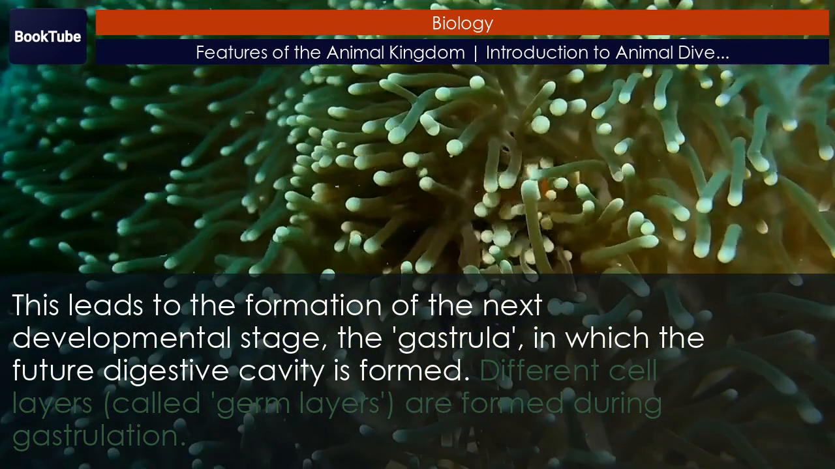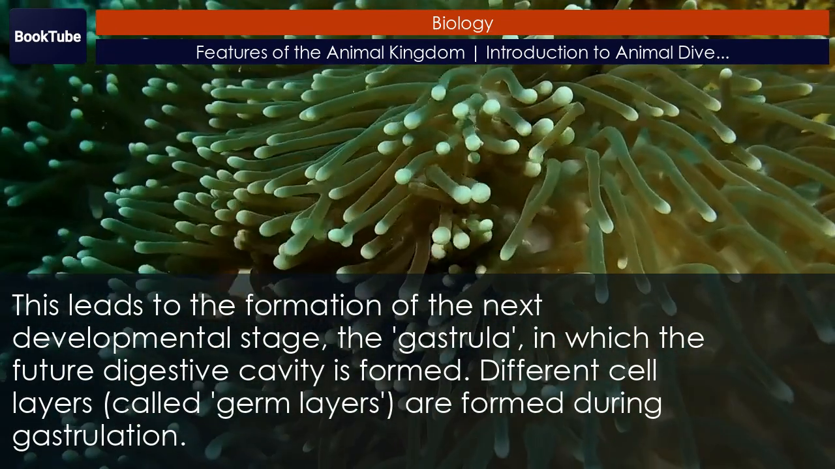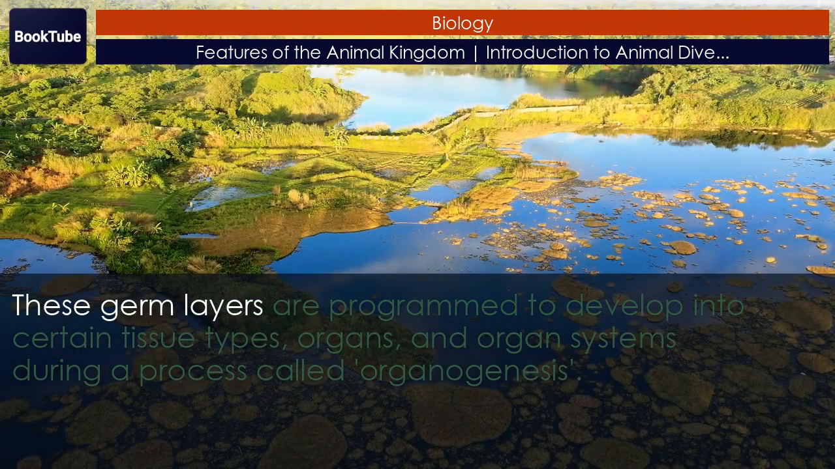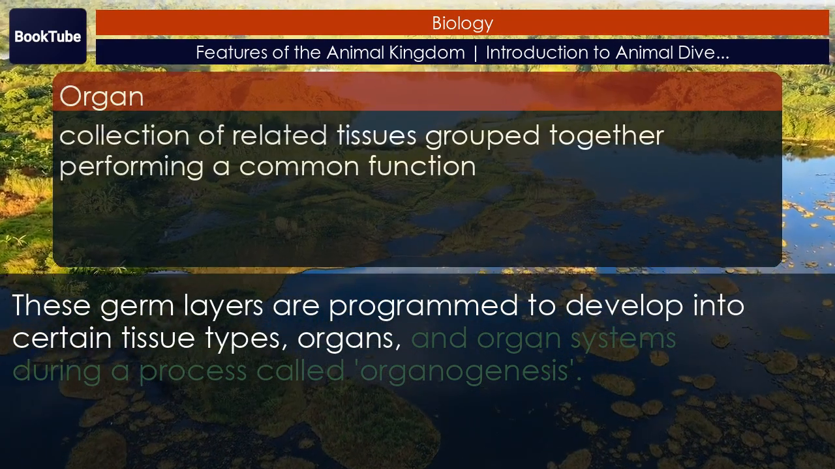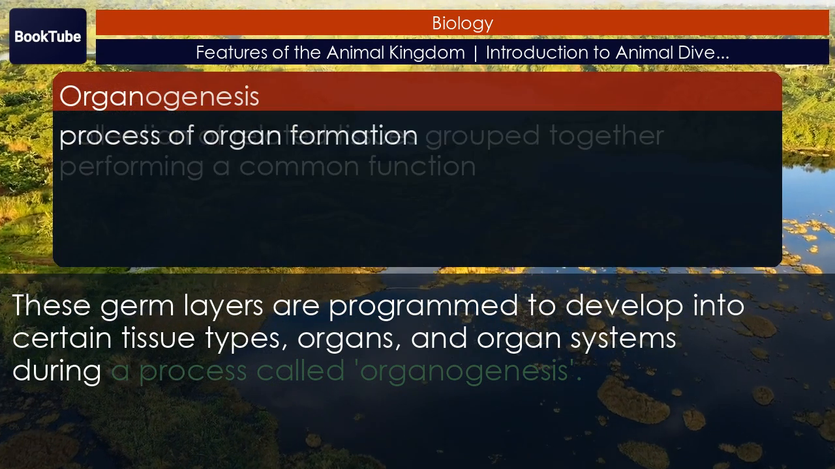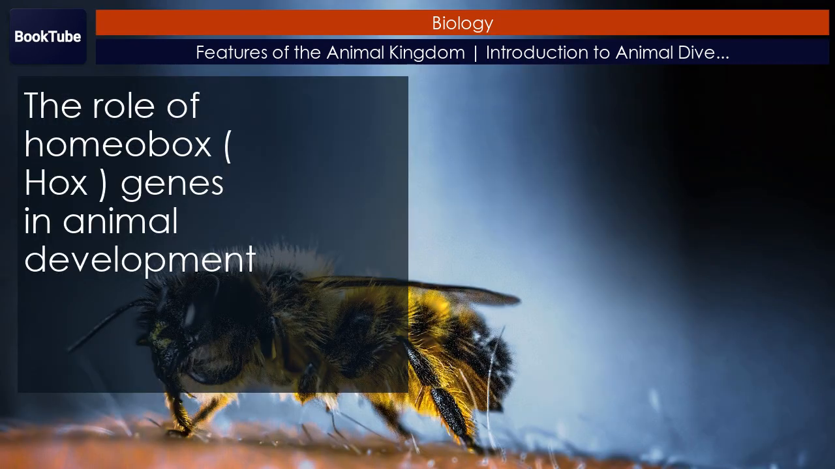Different cell layers, called germ layers, are formed during gastrulation. These germ layers are programmed to develop into certain tissue types, organs, and organ systems during a process called organogenesis. The role of homeobox, HOX, genes in animal development.